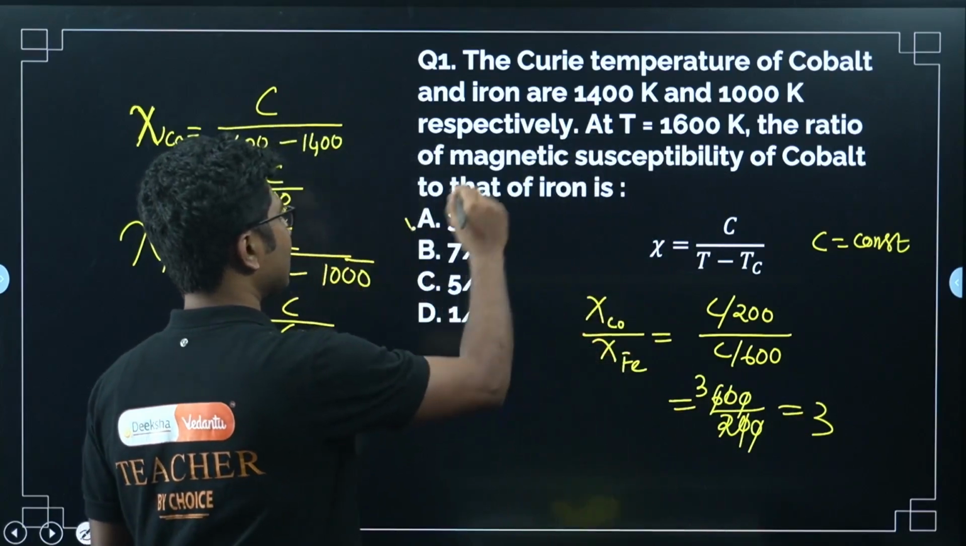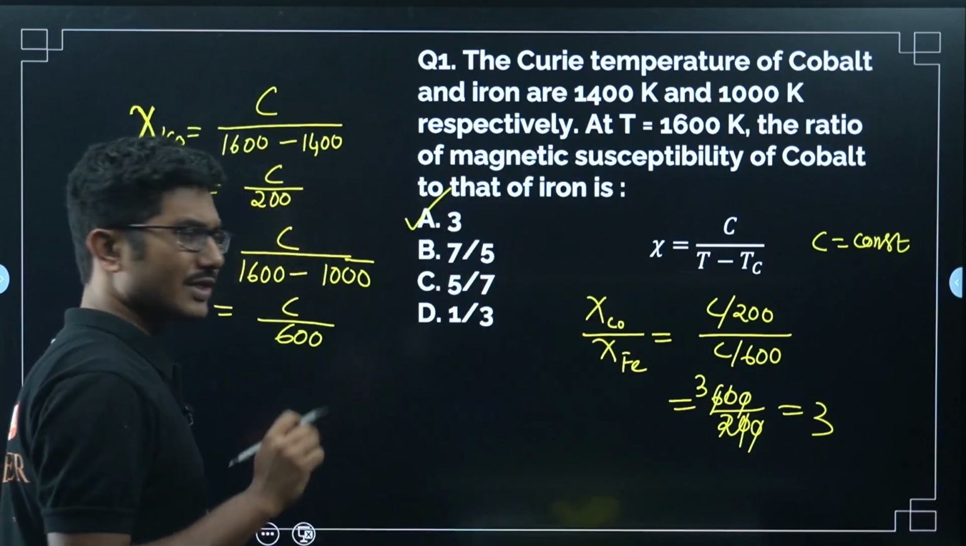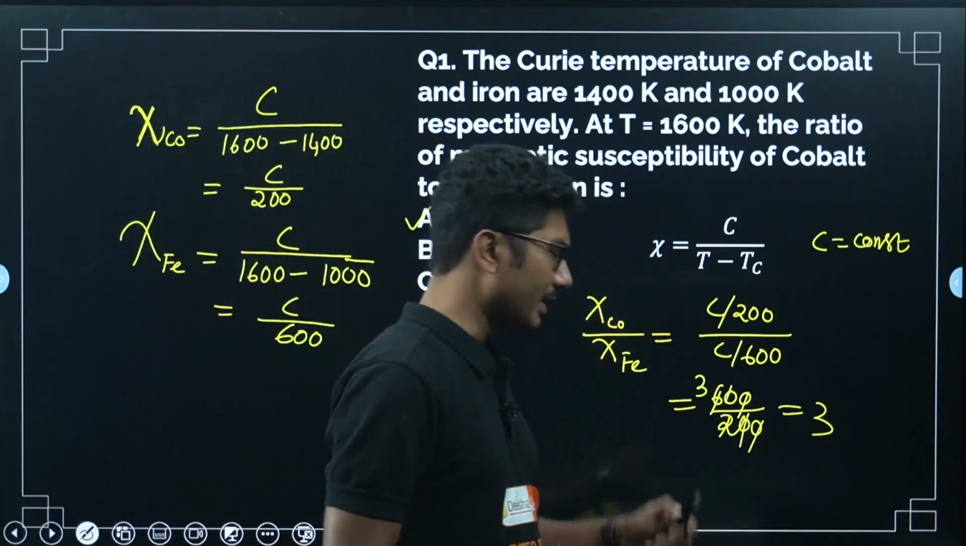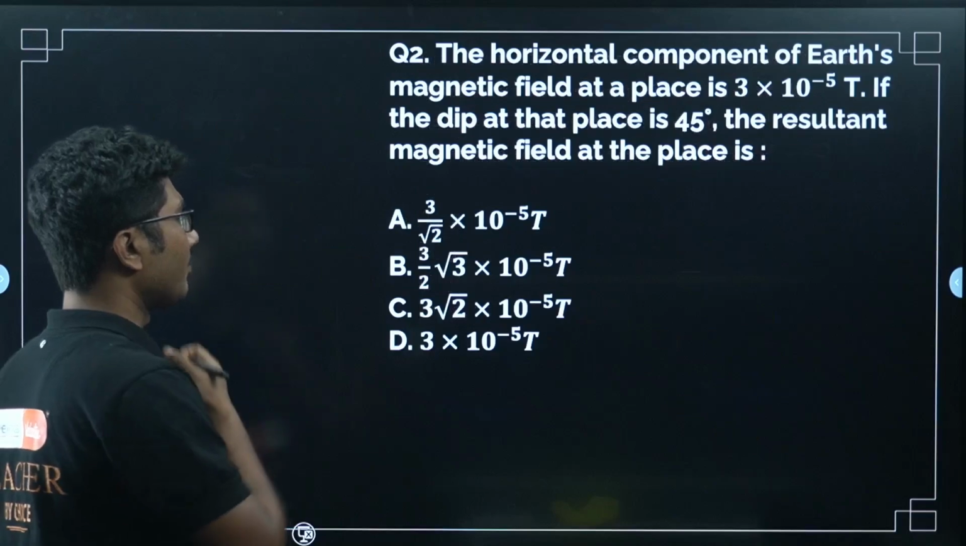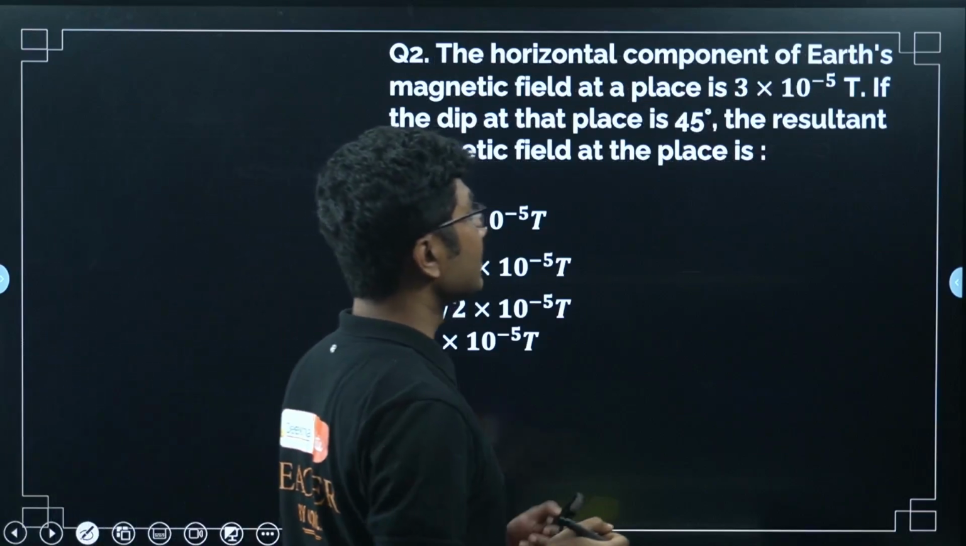So the correct answer is option A. Very simple question if you consider the only formula that you have to use, but the property is no longer part of the syllabus. So what to do?